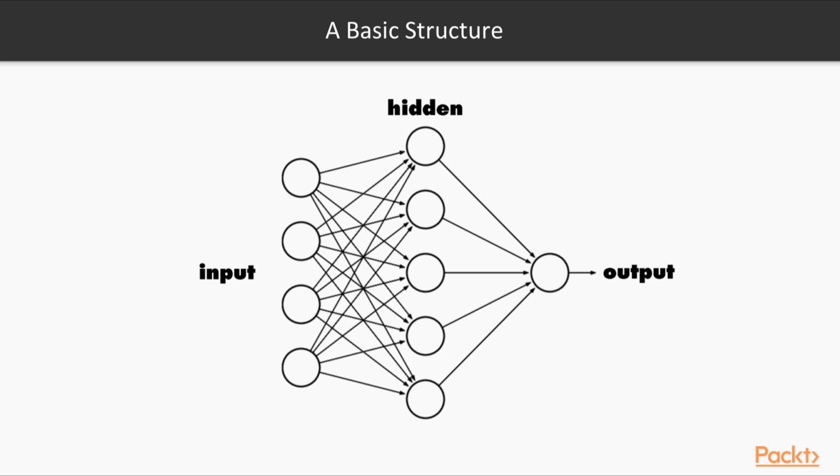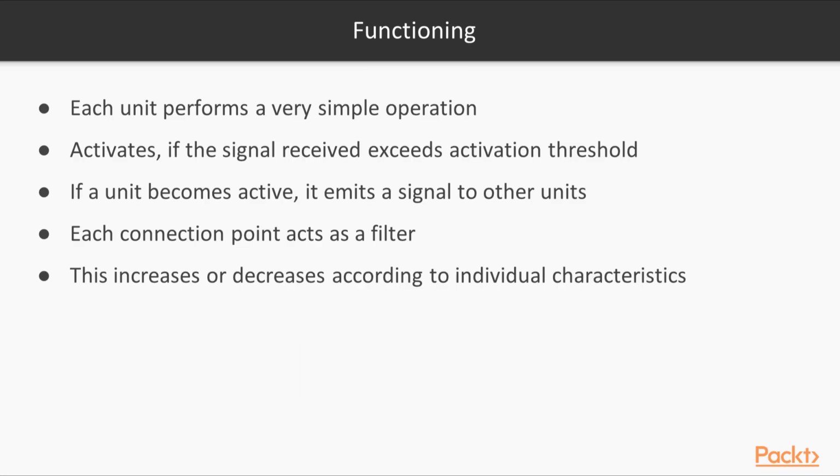Some of these units receive information from the environment, others emit responses to the environment, and others, if they are there, communicate only with the units within the network. These three are defined as input units, output units, and hidden units, respectively. Each unit performs a very simple operation that involves activating if the total amount of signal received exceeds an activation threshold. If a unit becomes active, it emits a signal that is transmitted along the communication channels to other units to which it is connected.